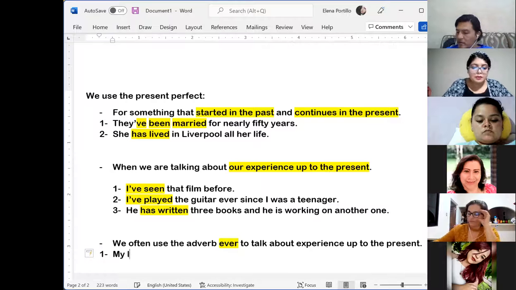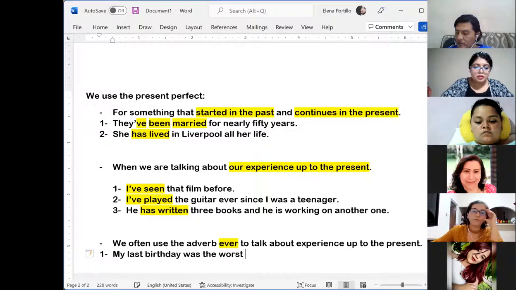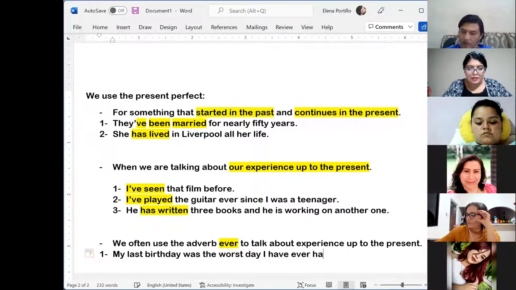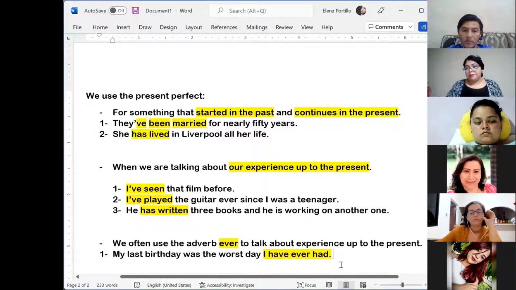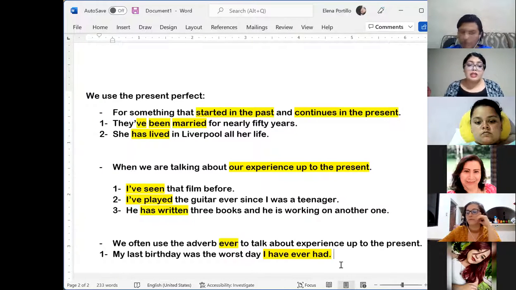My last birthday was the worst day I have ever had. In this case, we can say that ever is like an auxiliary, but it is helping us to talk about experience. In the sentence, my last birthday was the worst day I have ever had, que mi último cumpleaños fue el peor día que he tenido, right? So it is just helping us to talk about experience up to the present.